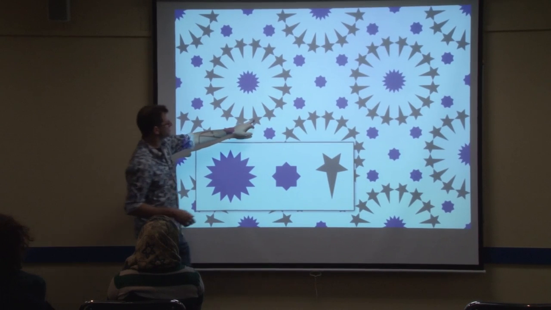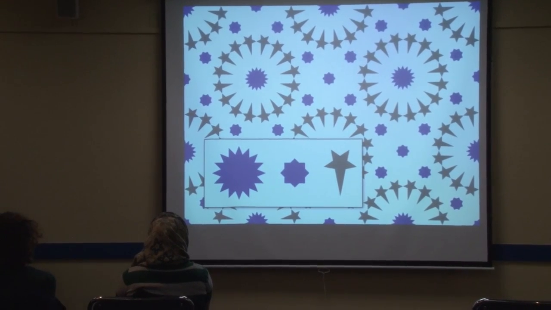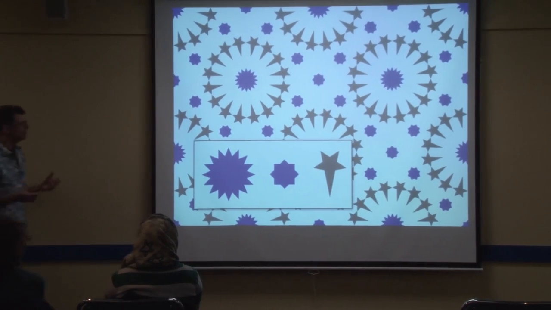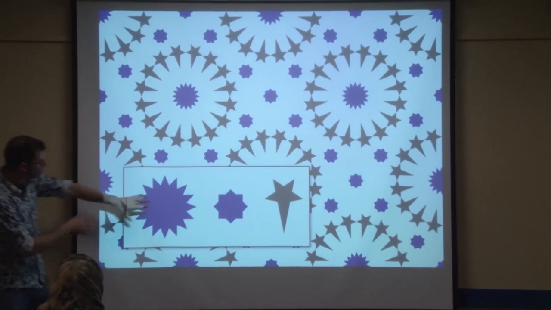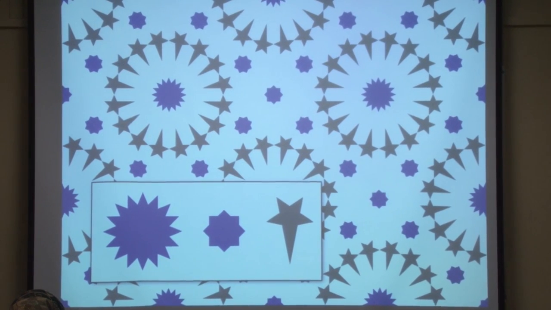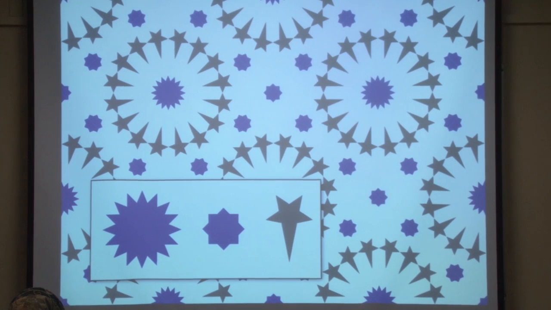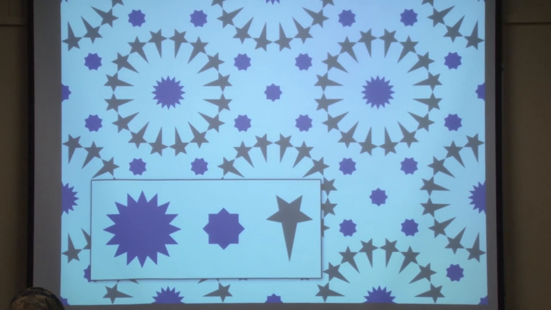I might also identify these distorted 5-pointed stars as being star elements in this pattern. It's not really crucial to have an exact accounting of what qualifies as a star. I am most interested in the presence of these very regular stars because that's really the most identifying characteristic of a star pattern.